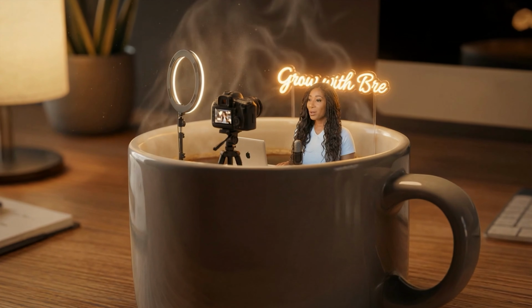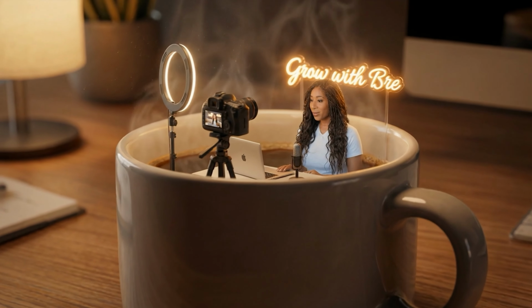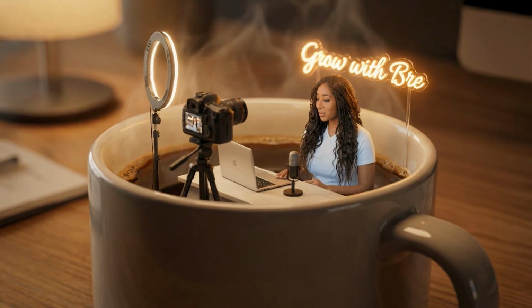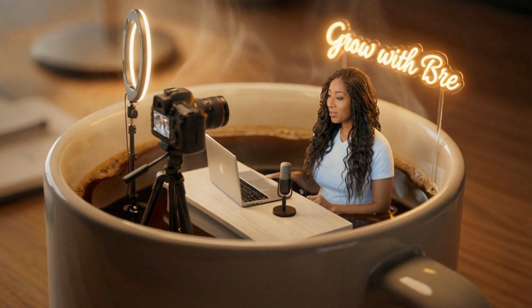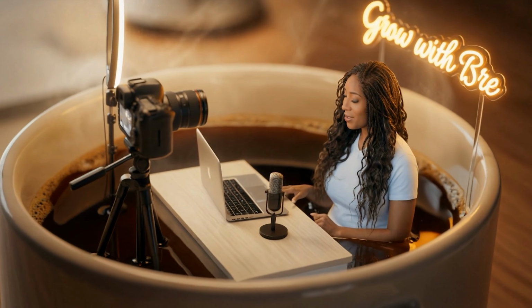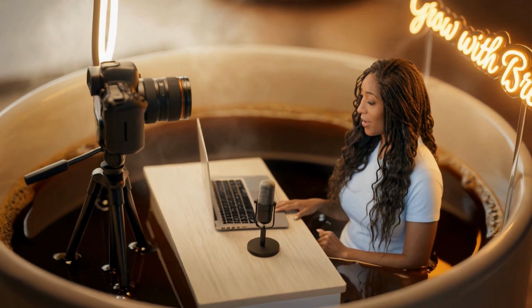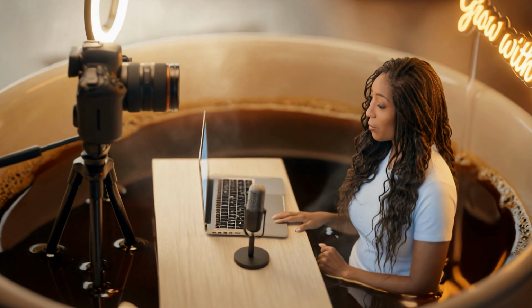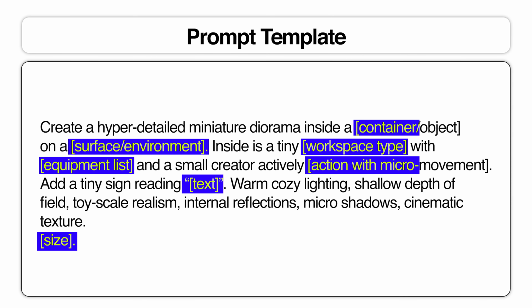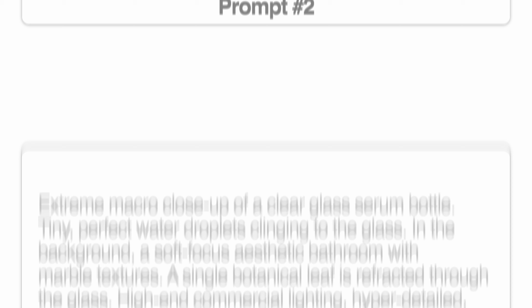Now look at the result. This is wild. You've got internal reflections, micro shadows, warm, cozy lighting, and the creator has movement cues. Little head tilt, mouth moving, subtle hand action. This is the kind of image people actually remember. Now screenshot the prompt template to make it your own. Swap the container, swap the workspace, swap the sign text. Same structure, your brand.